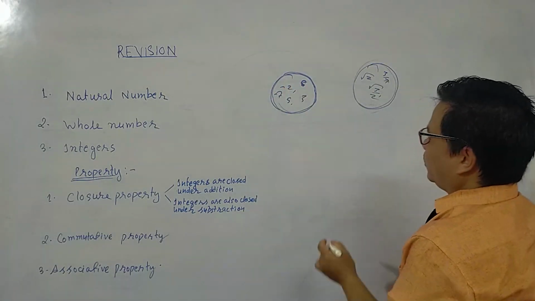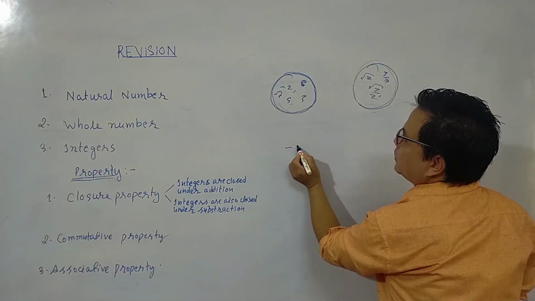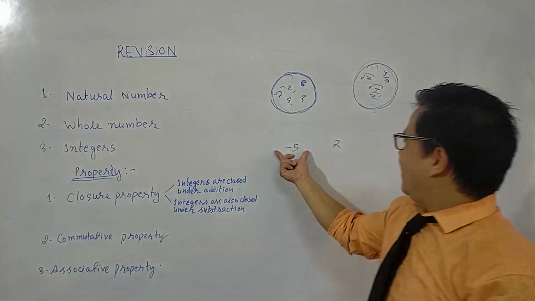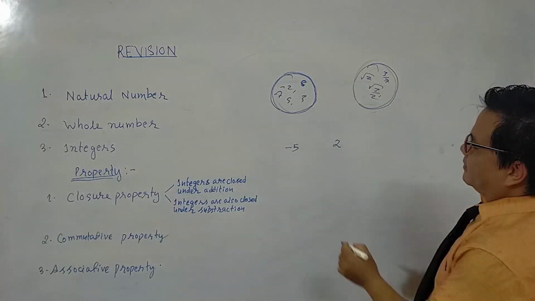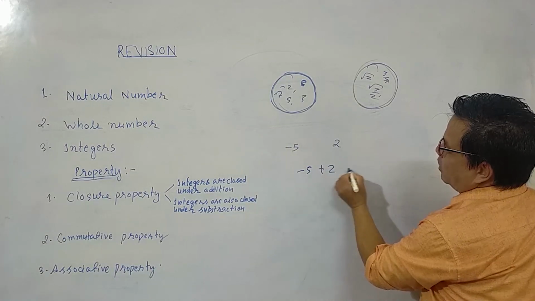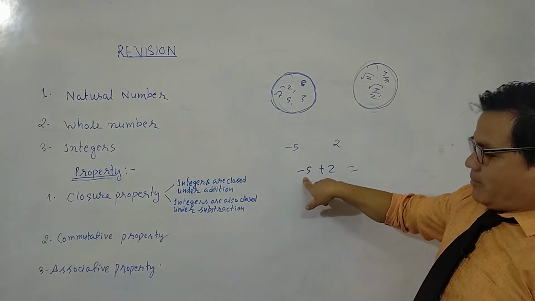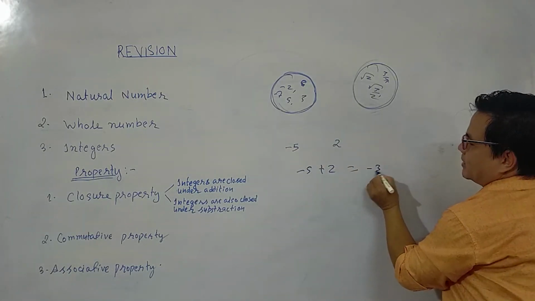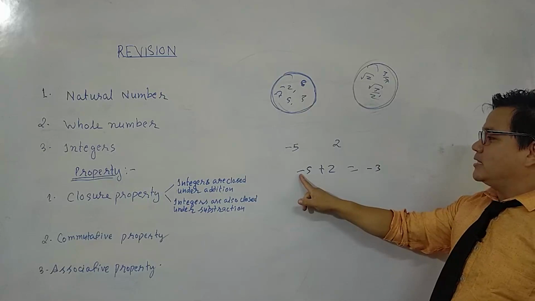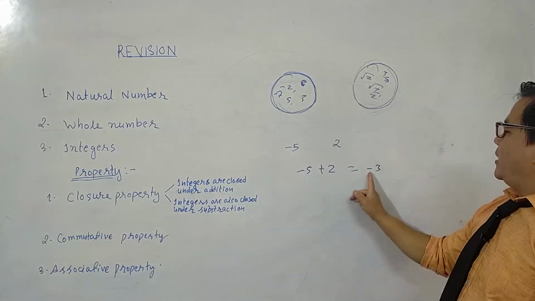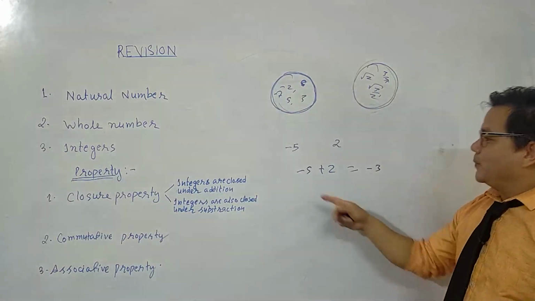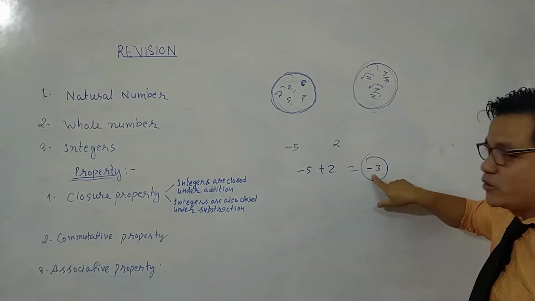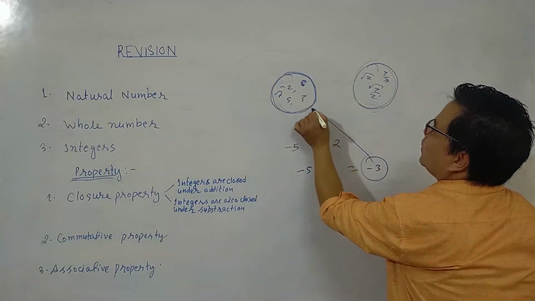Suppose we add two integers, minus 5 and 2. Minus 5 plus 2, how much will we get? We will get minus 3, because here the negative integer dominates the positive integer. That's why the result will be a negative integer. Minus 5 plus 2 is minus 3. So this minus 3 is also an integer.